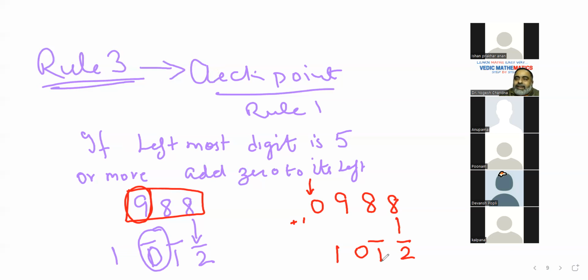So 988. So rule number 3, please write down. Rule number 3 is not to be attempted last. It is to be looked upon as a checkpoint. First, you should apply rule number 3, then you should move further. If the leftmost digit is less than 5, then rule number 3 is not required, like we did all the questions earlier. It only comes into picture when the number is 5 or more.